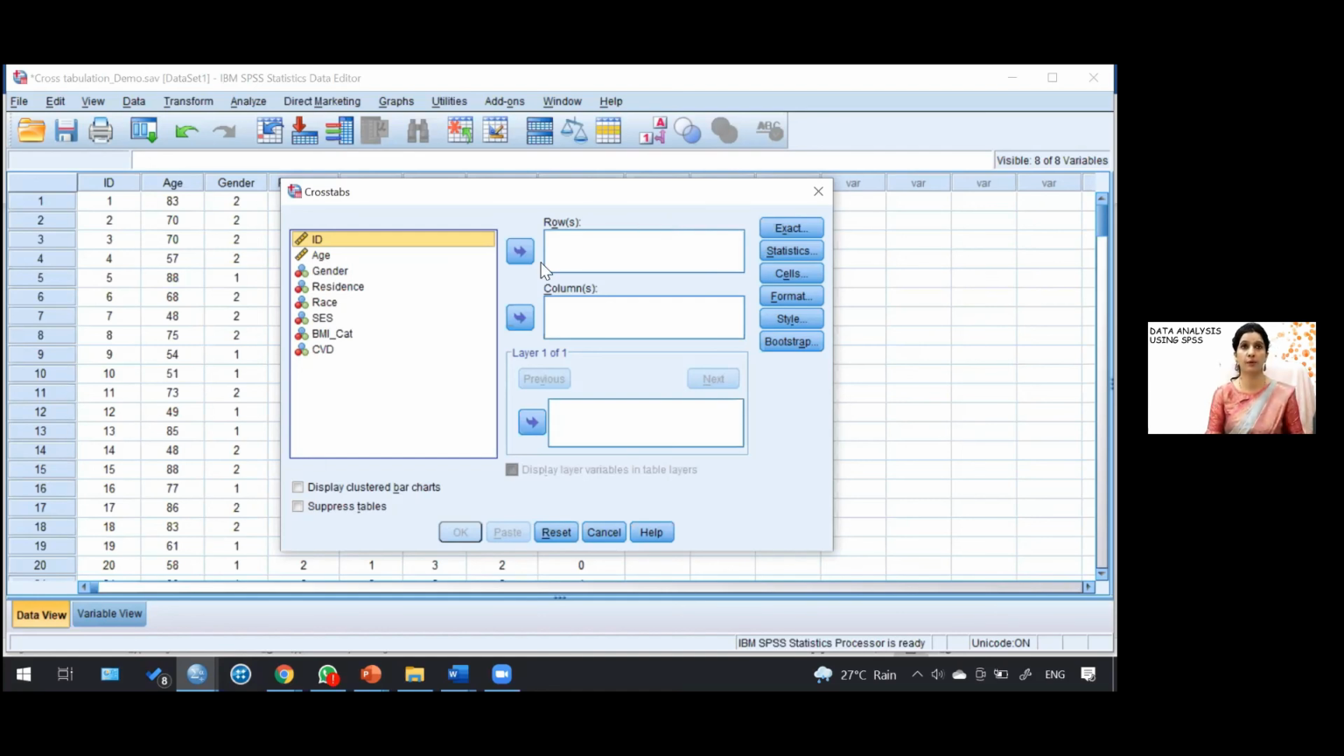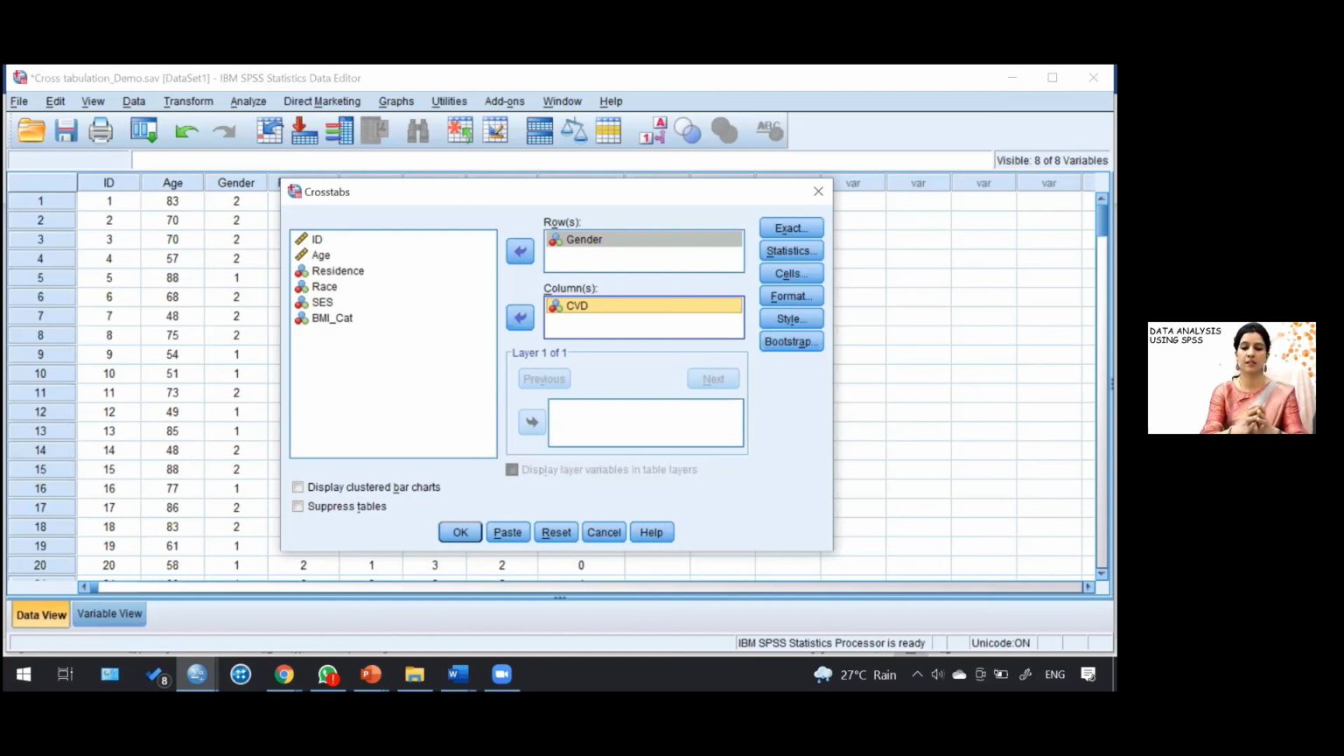So what I will do, I'll transfer this gender to the row because it is an independent variable, and I'll transfer this to the column because it is the dependent variable. Is it clear to all of you up till this point? I've gone into Analyze. Yes, ma'am.